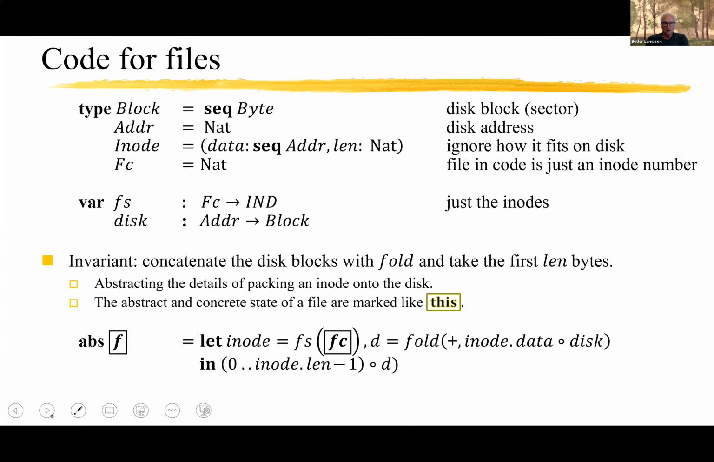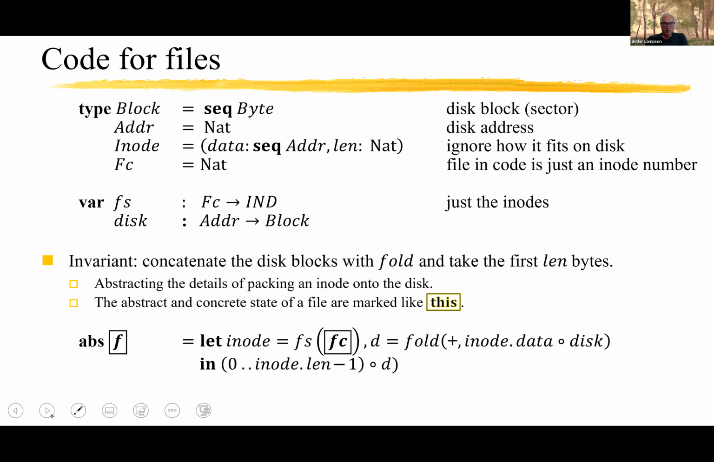All right, so much for specs for files. What about code for files? Well, here is the guts of the code for a Unix-style file system. So we're going to introduce a few types. Block is just going to be a sequence of bytes. That's a disk block. And address is going to be a natural number. That's going to be a disk address. And an inode is going to consist of some data, which is a sequence of these addresses. That's the index information. And a length, which tells you how many bytes there are in the file. And the code representation of a file is just going to be a natural number, which you should think of as an inode number.